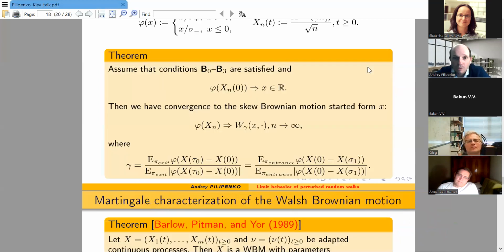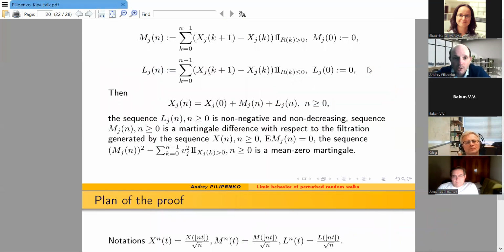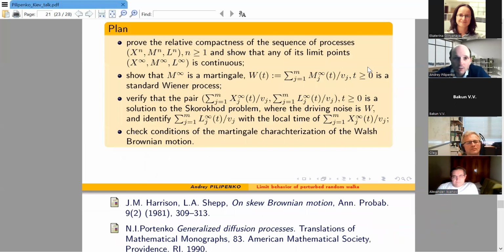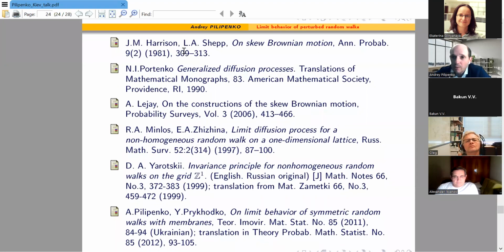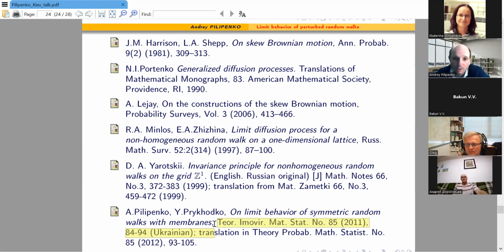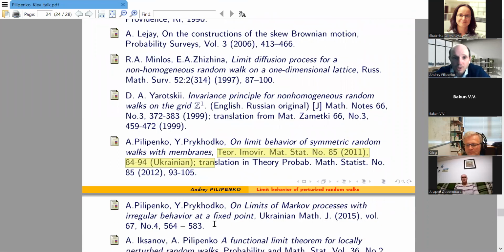Maybe just a few slides with references. This is a paper of Harrison and Shepp, where they proved limit theorems for perturbed random walk and obtained Skew-Brownian motion. This is a book of Portenko, where he described diffusions with generalized drift, and Skew-Brownian motion is a particular case. So these are results about perturbed random walks.